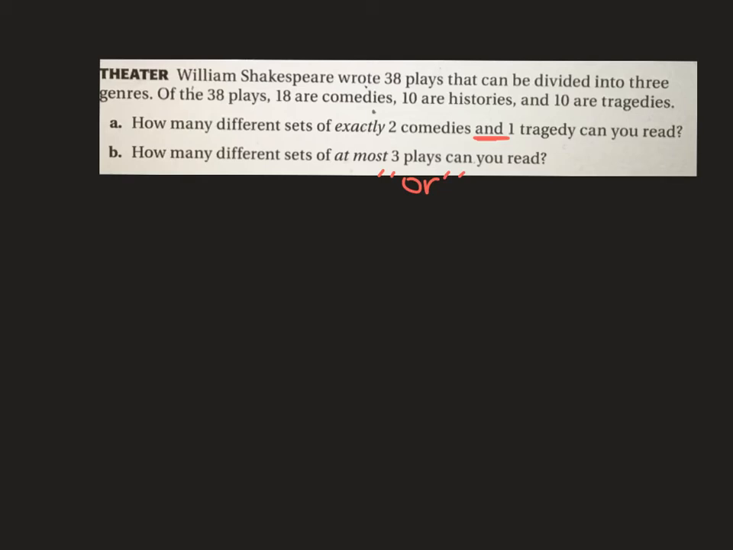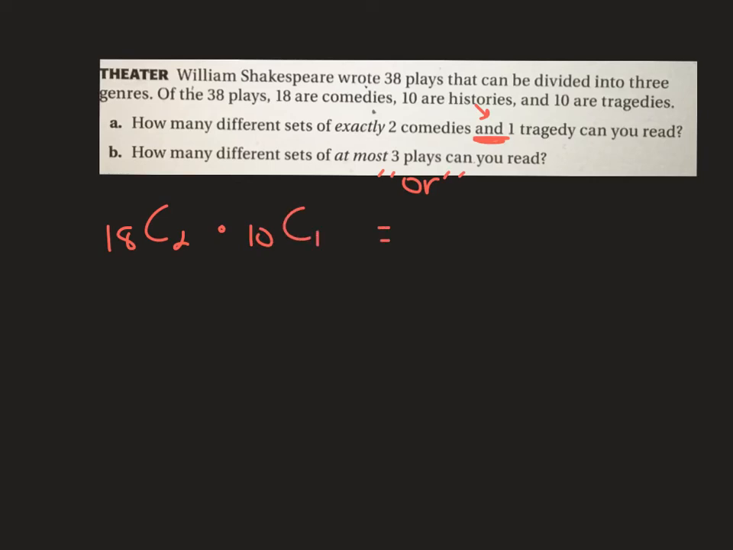Okay, I want you to drill something in your head right now. When you're doing probability, permutations, combinations, that kind of thing, and you see the word and, I want the word multiply to come in your head. You're always going to multiply, multiply, multiply. So exactly two comedies and 1 tragedy would be this right here. There are 18 comedies, so we want all the combinations of 2 out of the 18 comedies, and, that means multiply, 1 tragedy out of the 10.